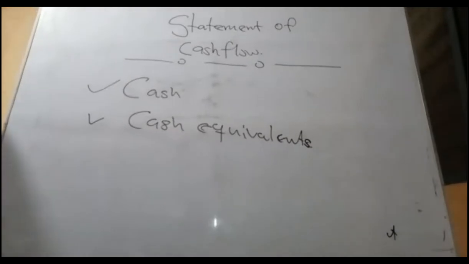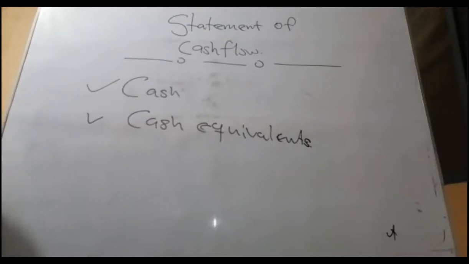So first, cash. Any trial for cash? Cash are current assets. The standard defines cash as cash in hand and then the cash at bank. That's a demand deposit. So cash comprises cash on hand and then demand deposits. So that's the definition for cash.